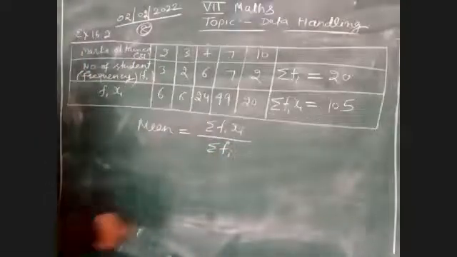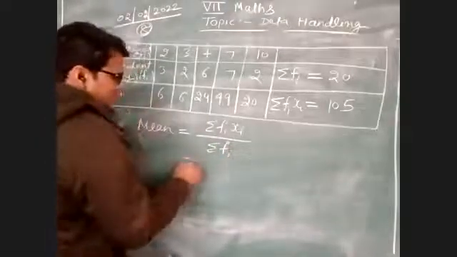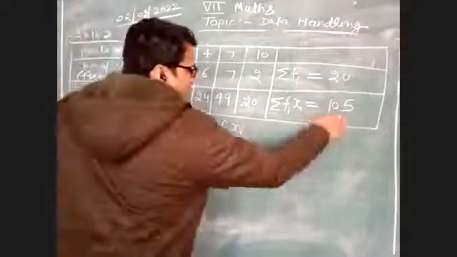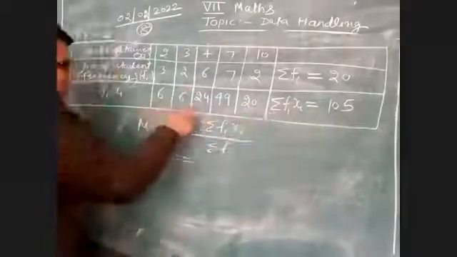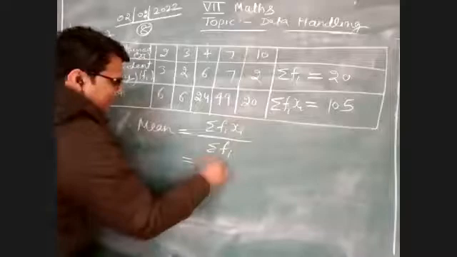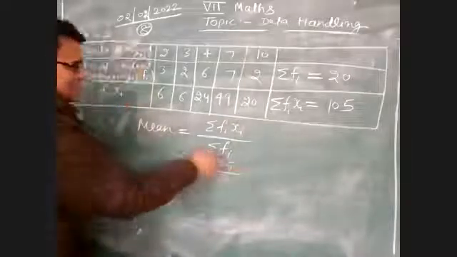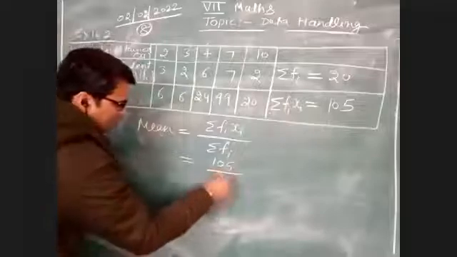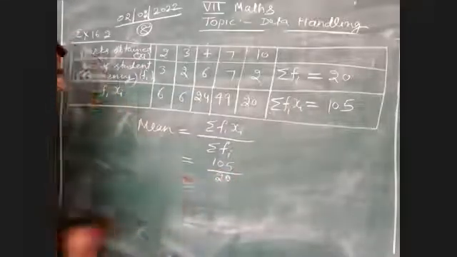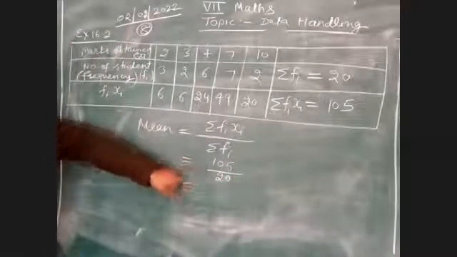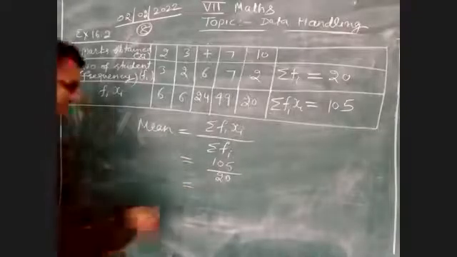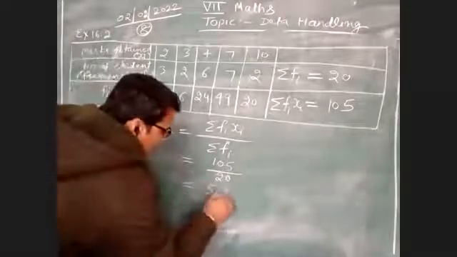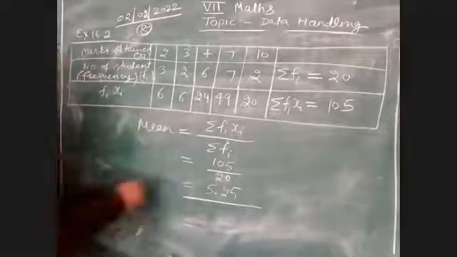Now you have to put in the values. Summation fi xi is 105, which means this is the sum of all these observations, and summation fi, as you have calculated, is 20. So after calculating this value, after cutting, you will get 5.25. This is the mean value.